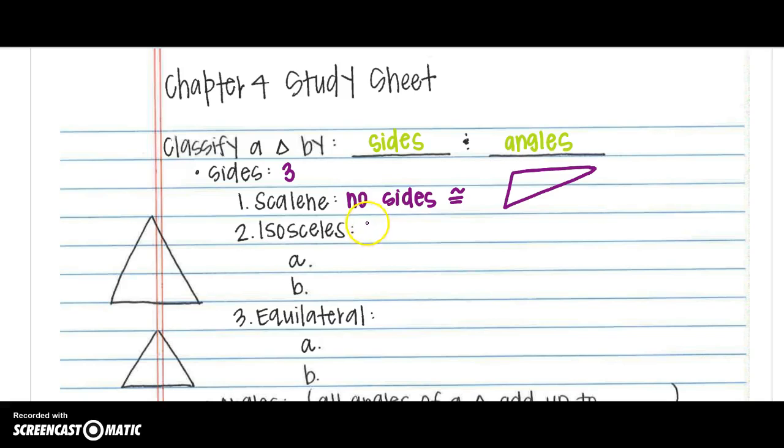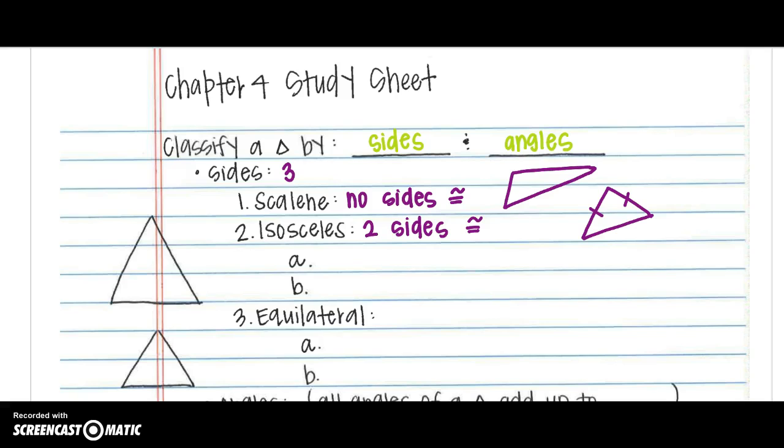No sides are congruent. The second way you can classify it is by an isosceles triangle, and that just means 2 of the sides are congruent. So an isosceles triangle may look something like that.